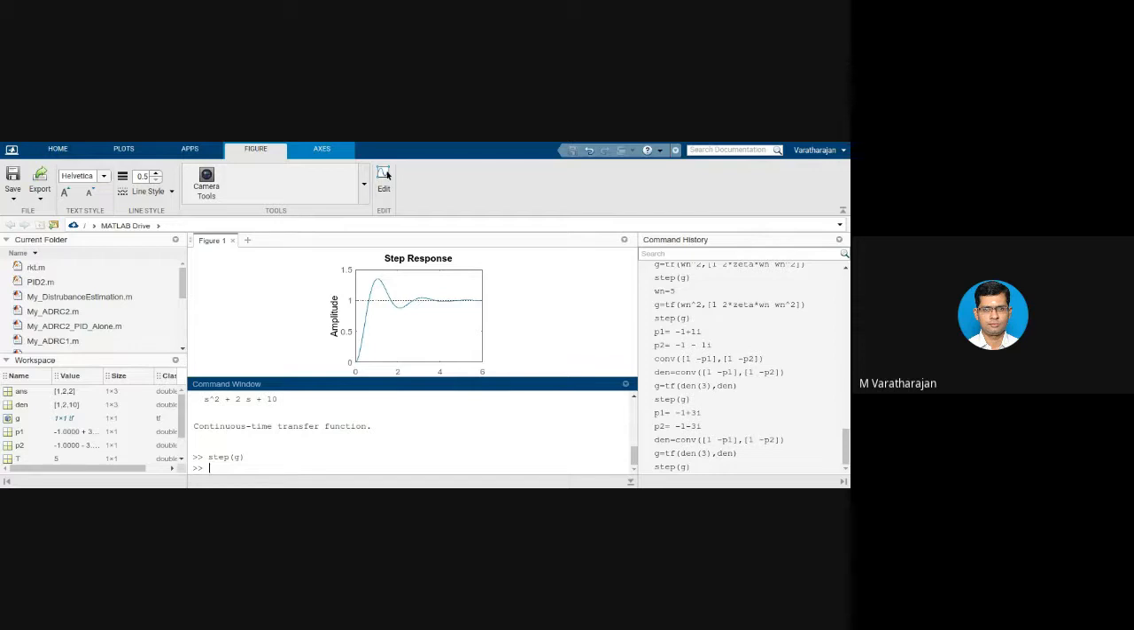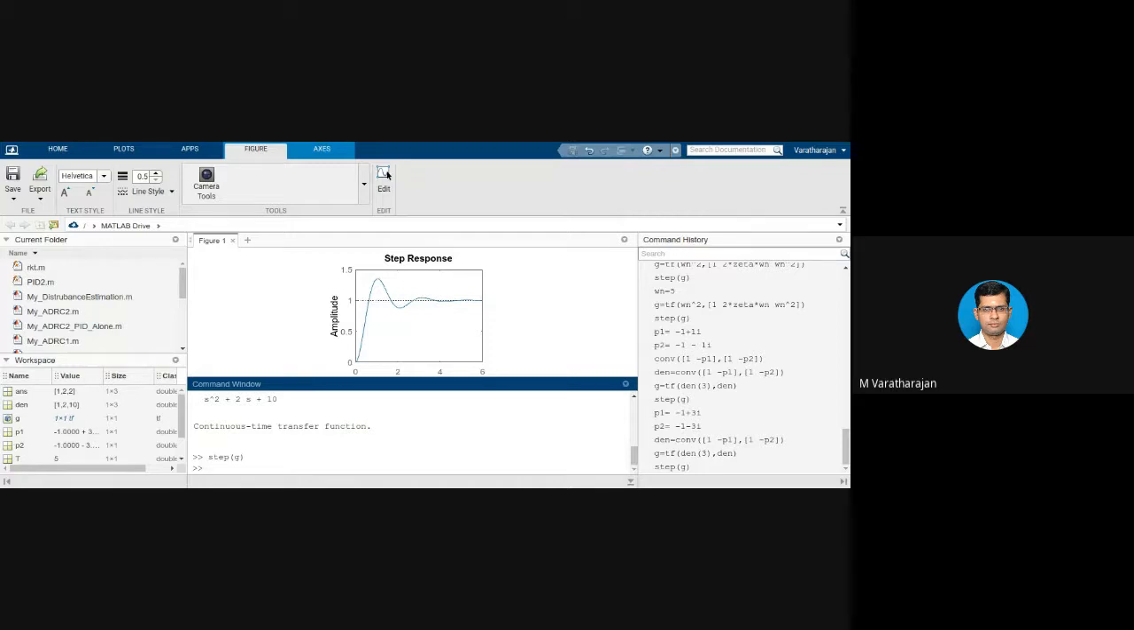And similarly, the next task will be keeping the imaginary part constant and varying the real part. In that, you can observe that the real part determines the speed of response, and the imaginary part will usually be responsible for the oscillation profile in the transient response. So this is with regard to second order systems.